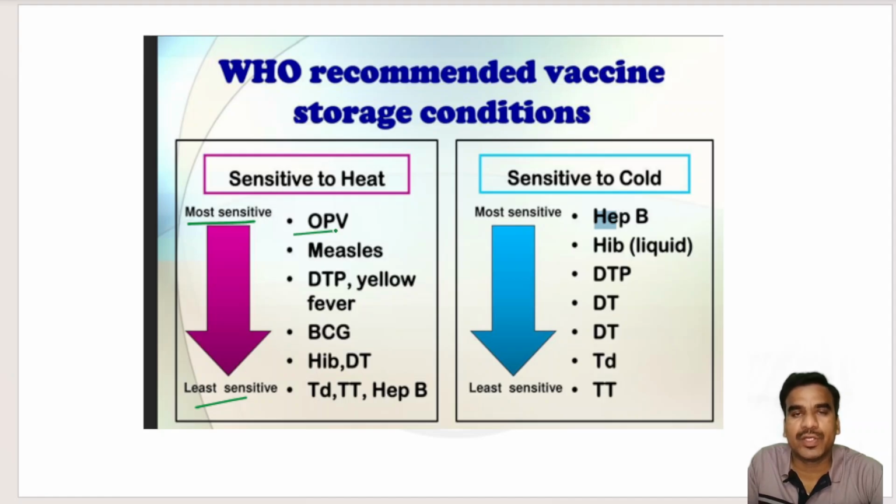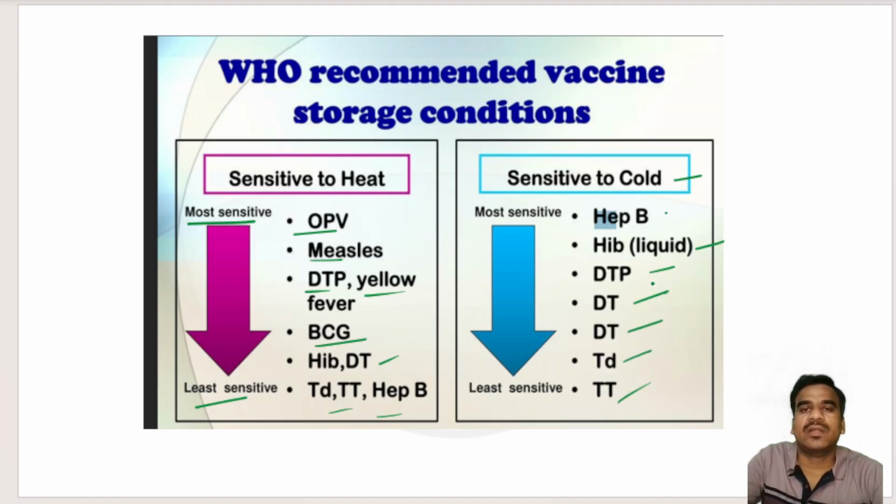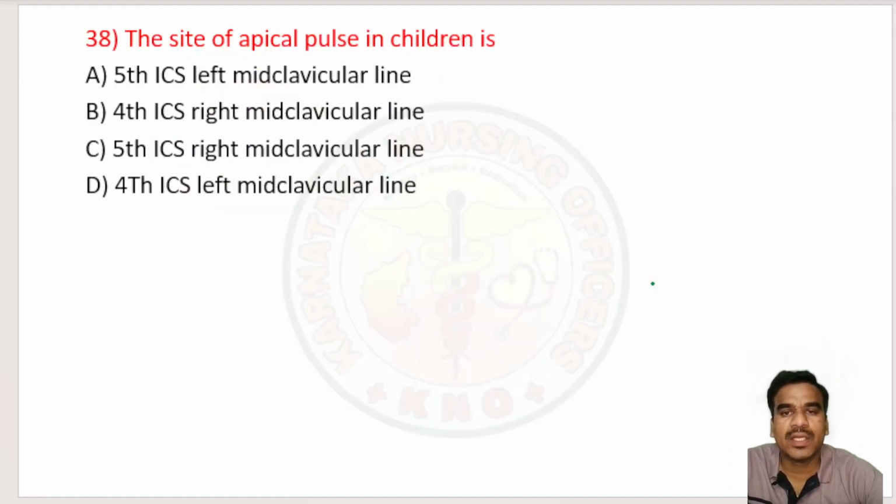The first one is OPV, and measles, DTP, yellow fever, BCG, Hib vaccine, and DT tetanus. These are from most sensitive to least sensitive. Now we'll come to sensitive to cold. Hepatitis B will come first, then Hib vaccine, DTP, TT. These are the least sensitive. We'll move on to the next slide.